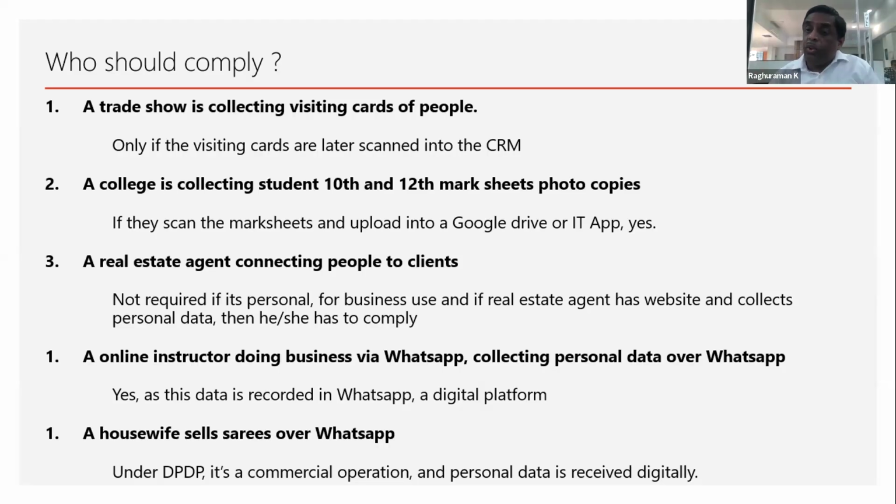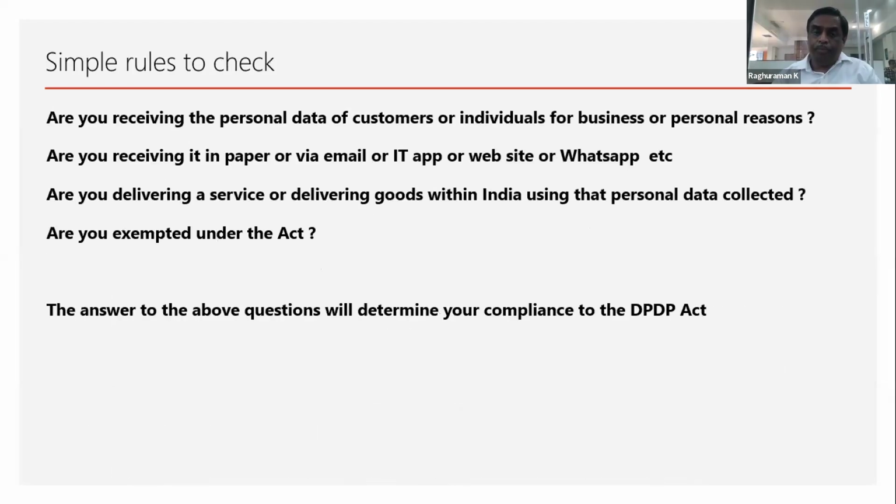Then an online instructor doing business over WhatsApp, or a housewife selling saris over WhatsApp, it is a commercial operation. And if they are sending addresses and phone numbers over WhatsApp, they have to comply, because it's a commercial operation. It's selling of saris or doing online instruction of yoga or some exercise. So all those people have to comply.